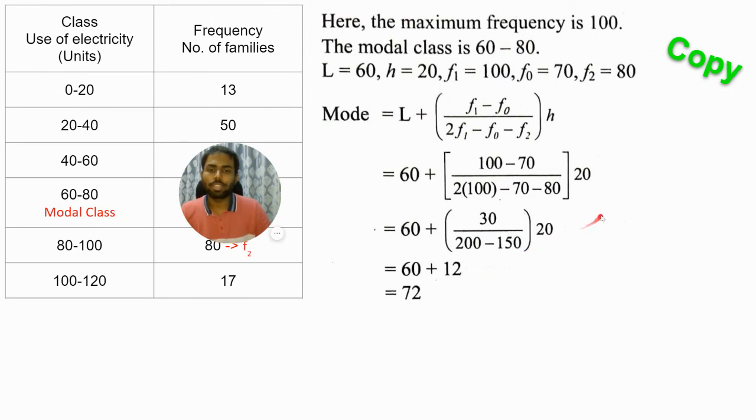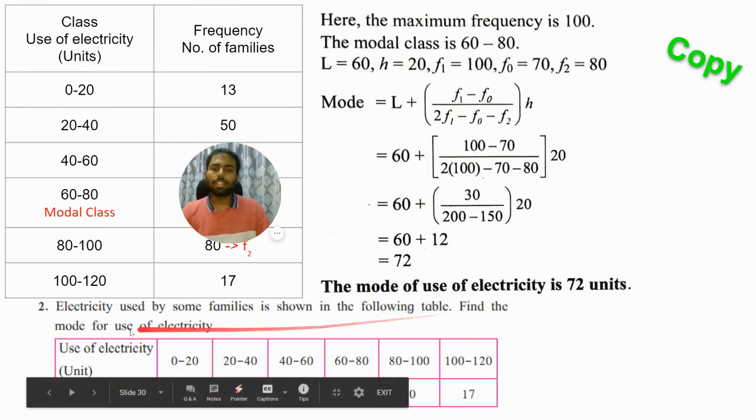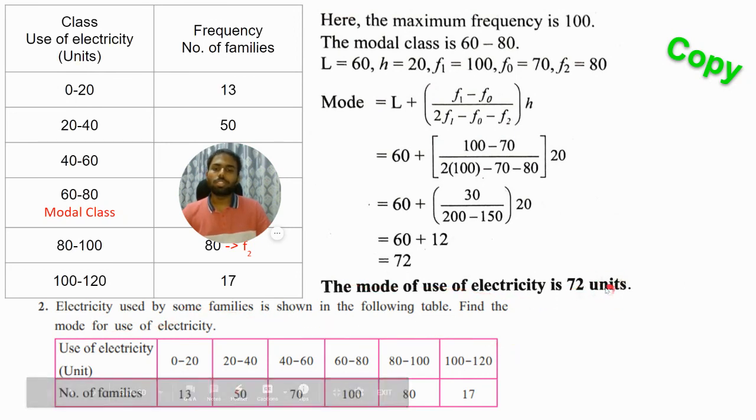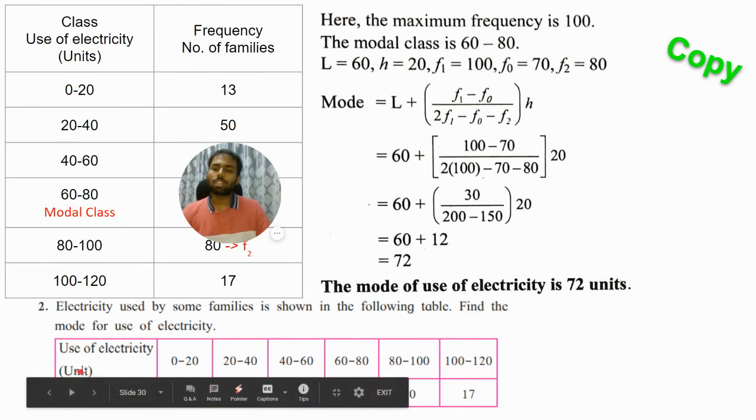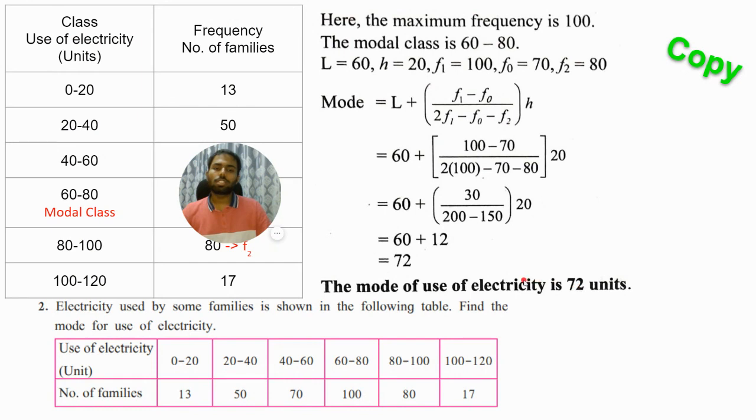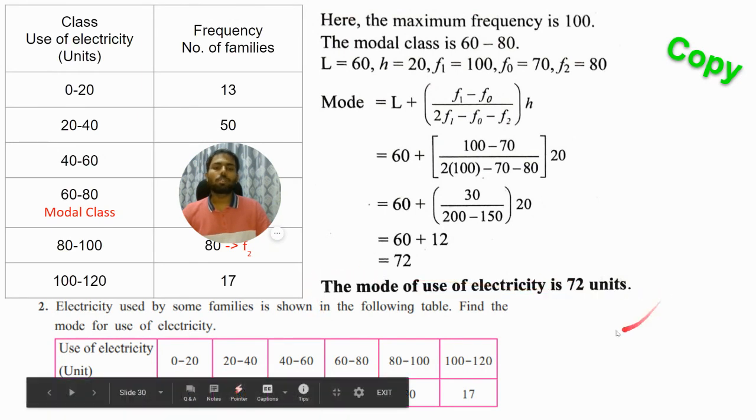Okay, let us check. What was asked in the question? Find the mode of use of electricity. So how will you write? The mode of use of electricity is 72 units. Why did we write units? Because it was given here, right? All these values are written in units. So it is 72 units, and you will box this up in pencil.